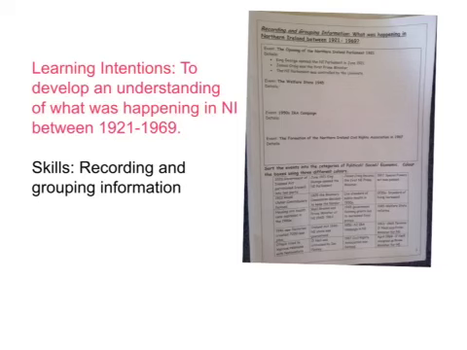In the first task, you will read information about 3 different events, and you will record 3 or 4 bullet points which summarise each event. For example, the first one has been completed as an example for you, and the information that has been recorded says King George opened the Northern Ireland Parliament in June 1921. James Craig was the first Prime Minister, and the Northern Ireland Parliament was controlled by the Unionists.